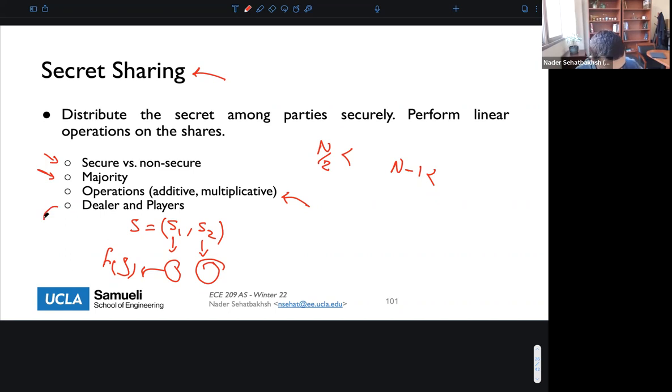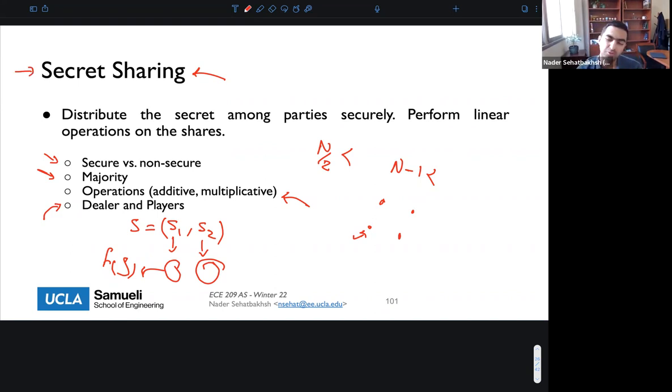Secret sharing, unlike the other methods, usually requires some sort of dealer or centralized intermediator. Mostly in the case of multiple parties, one of them can assume this role, so it doesn't have to be a centralized server. It could be one of the players in the game, but there has to be some sort of dealer that gathers and scatters these values.